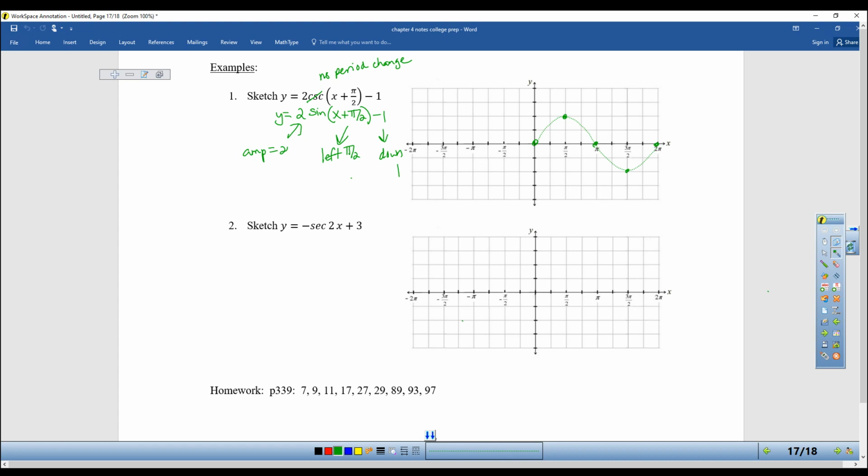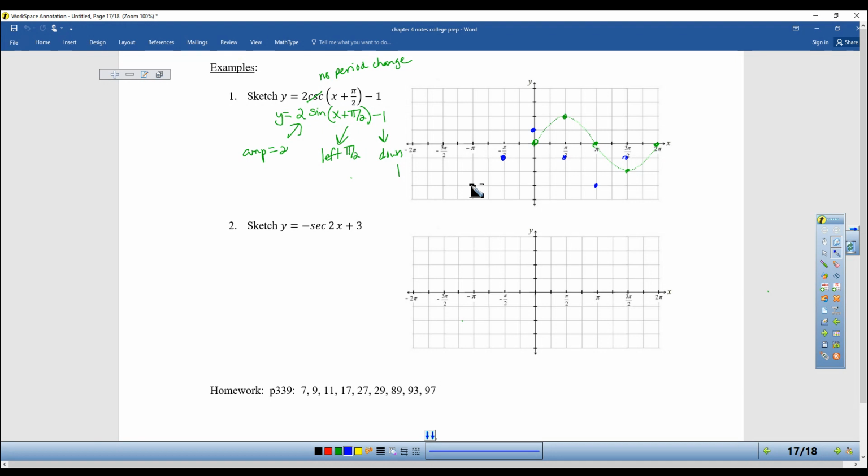But now your final one, I'm going to move that to the left pi halves and down 1. So to the left pi halves and then down 1. So there's going to be my first point. The left pi halves and down 1. Left pi halves, down 1.